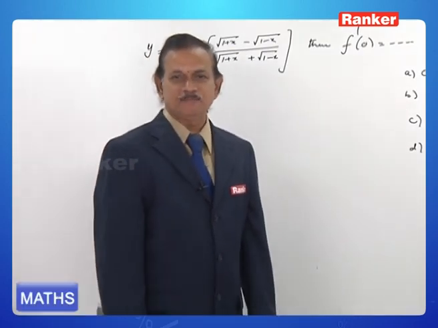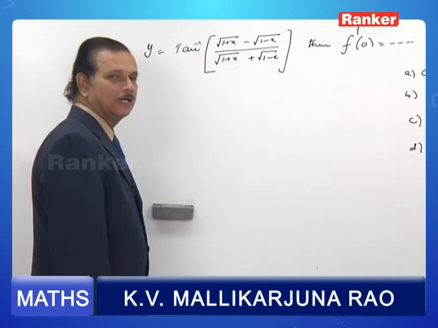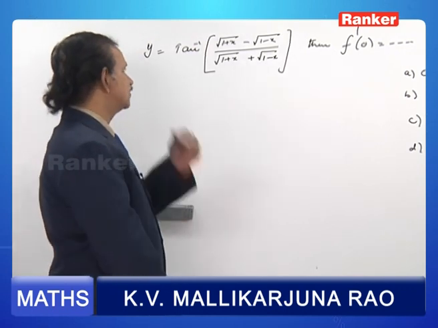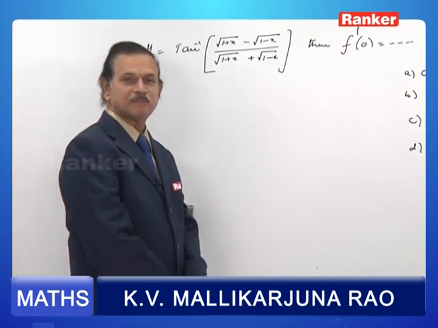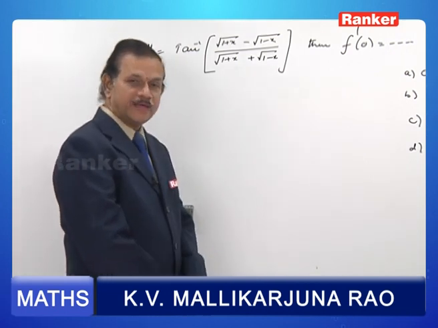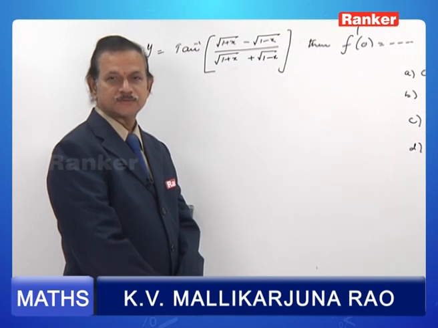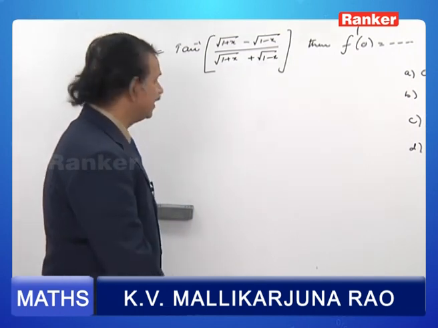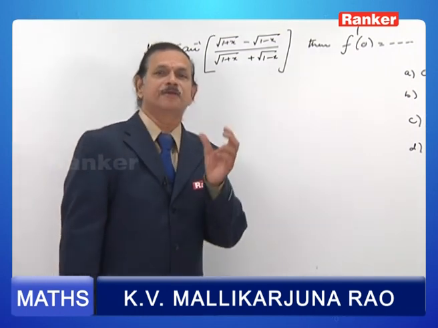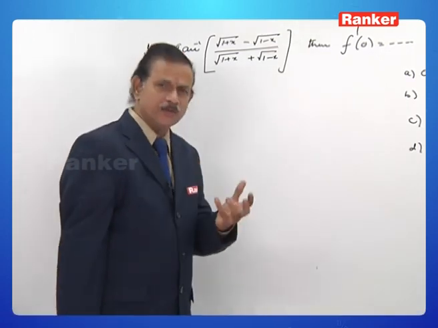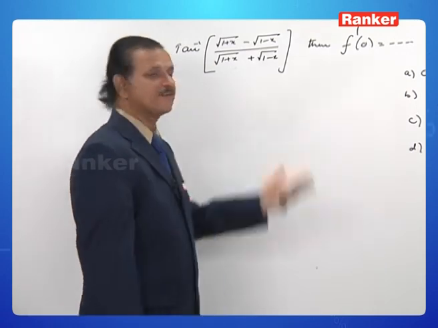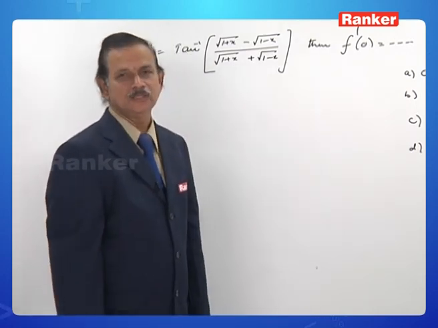Let us look at the problem given on the board. Y is equal to tan inverse of root 1 plus x minus root 1 minus x by root 1 plus x plus root 1 minus x. Then f dash 0 is. You may have to choose a suitable trigonometric ratio to be replaced in the place of x so that you are going to get a formula in terms of tangent ratios.